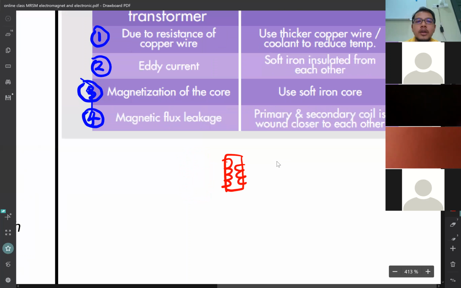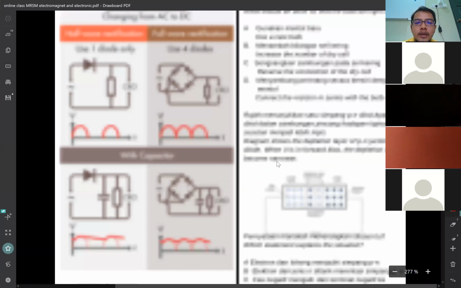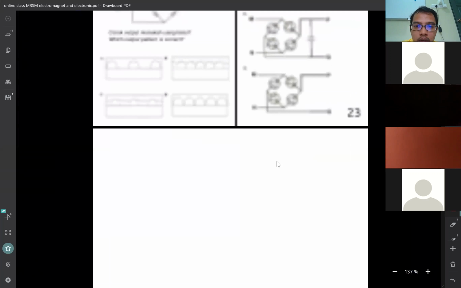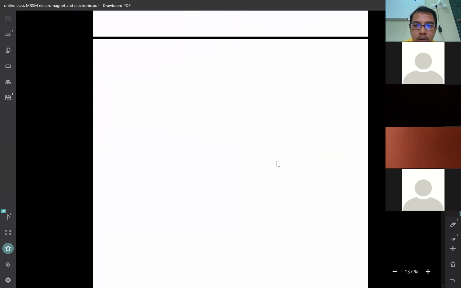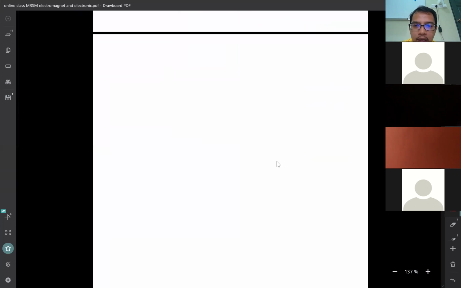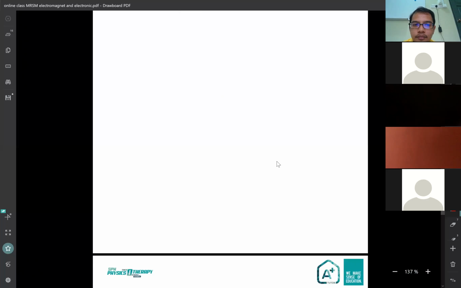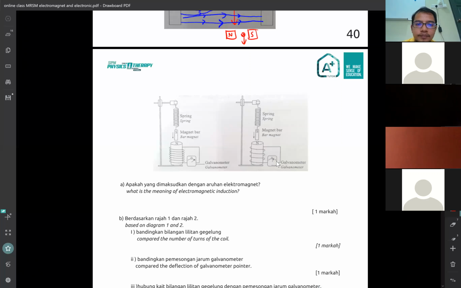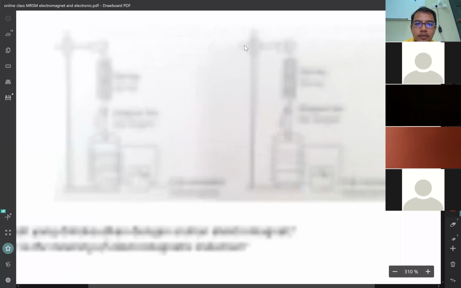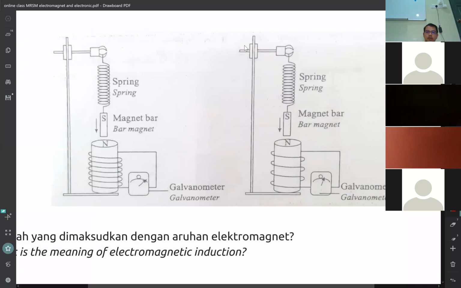Okay, so we go to paper 2, the one that I was looking for before we entered this class. Where's the question? Okay, there's a picture of the spring and the magnet. Okay, this one. The spring and the magnet. I gave you that already in the question, right?